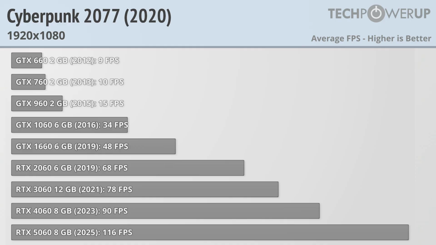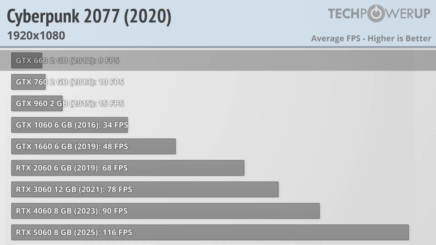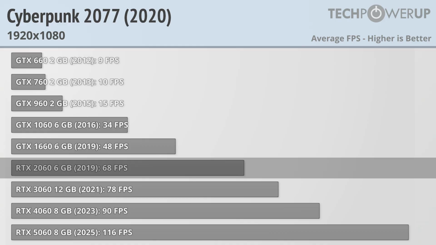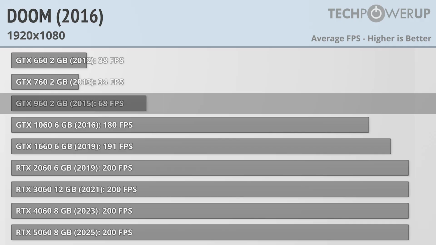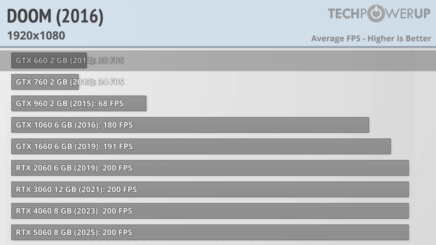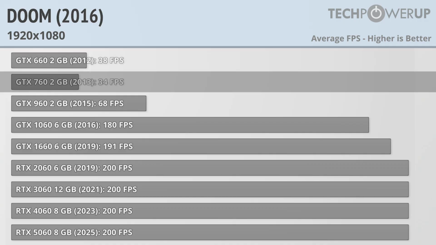Moving on to something more recent is Cyberpunk 2077. This game from 2020 is pretty stressful on older hardware, especially at ultra-quality settings, with the GTX 660 delivering 9 FPS, though once you get up to the RTX 2060, we are at a pretty good 68 FPS. Doom 2016 is known for being very well optimized, and indeed it does run into the framerate cap on 4 of our cards. The GTX 960 is at 68 FPS, with the GTX 660 inexplicably producing a few more frames than the GTX 760.